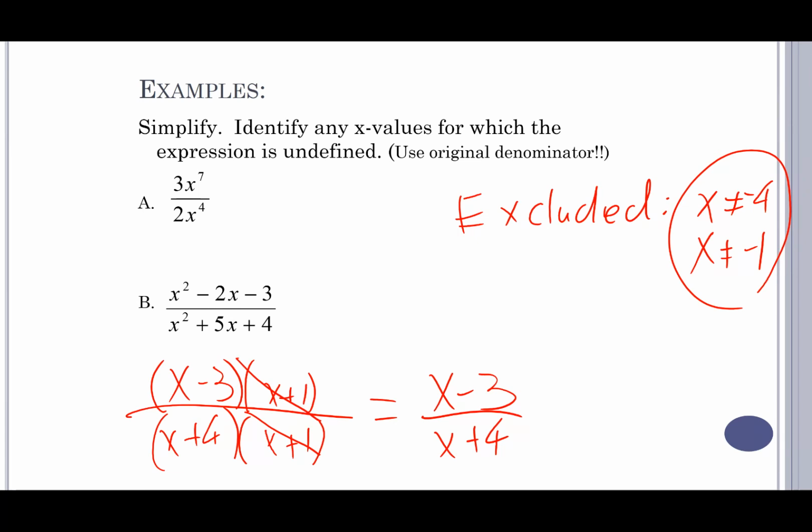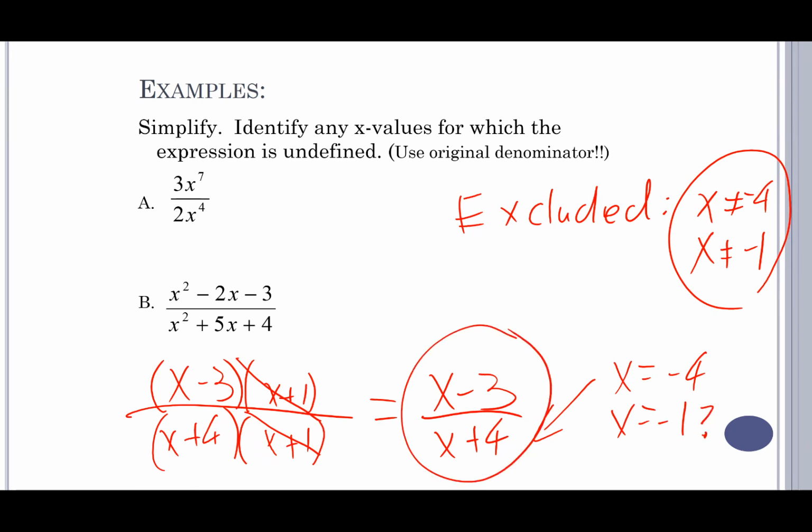Now, here's one thing else I want to point out. Notice, since the x plus 1 canceled out, it's still obvious that here you still can't have x equal to negative 4. But what about x equal to 1 or negative 1? Does that still work for this? Technically, it does work for this. However, as regarding the original polynomial, it wouldn't work.